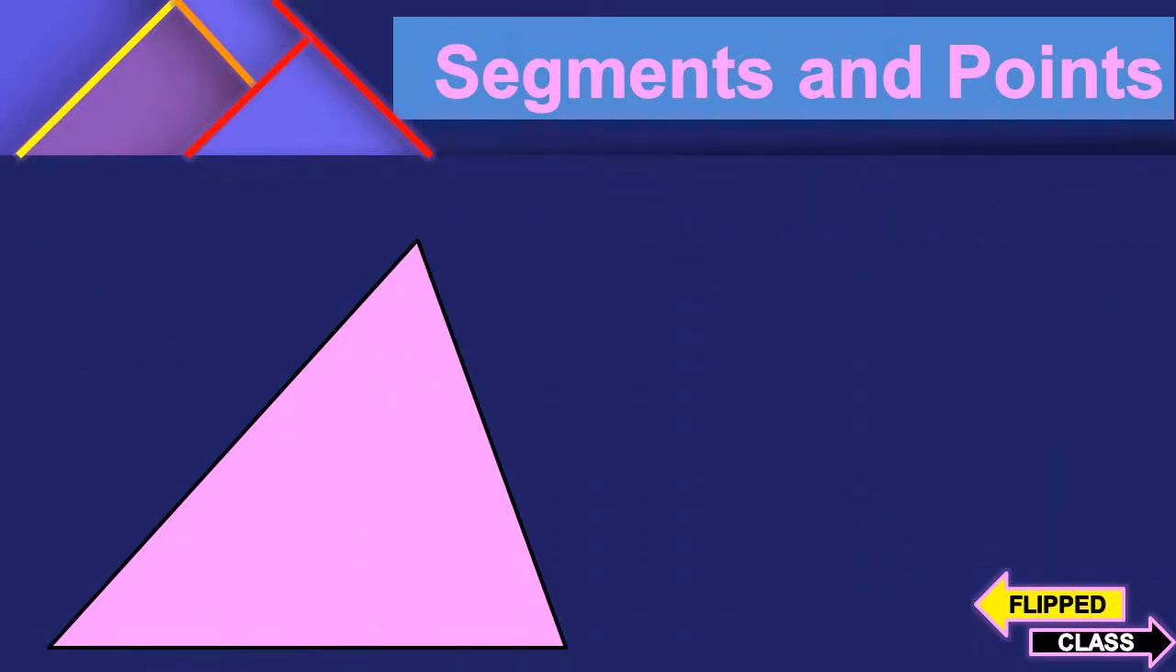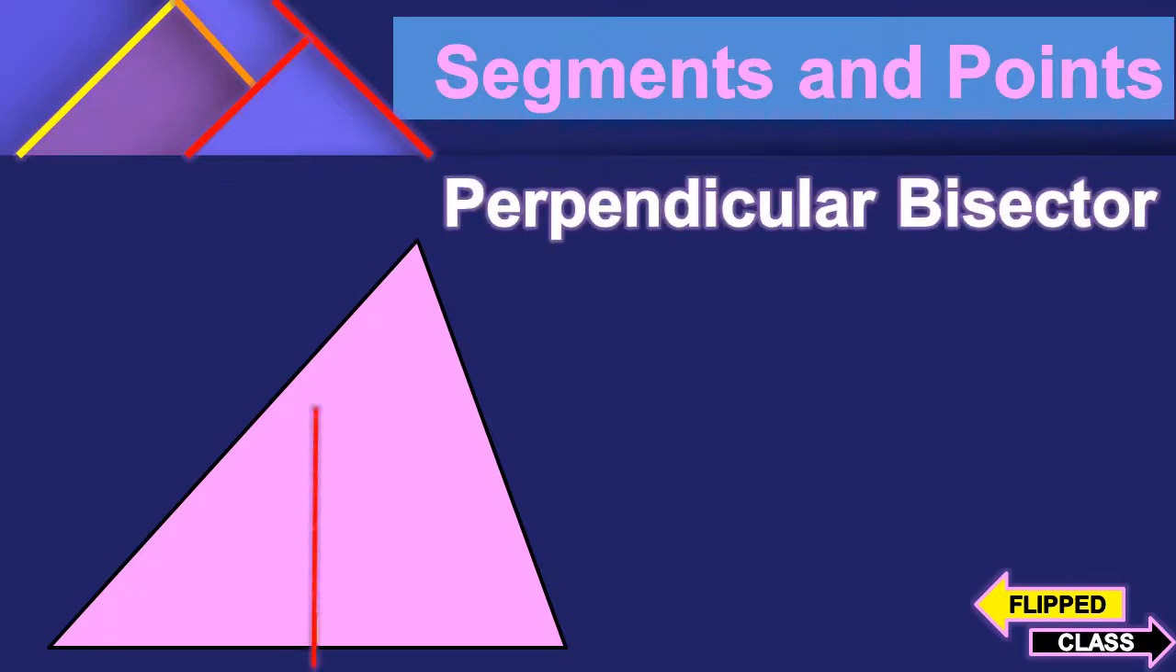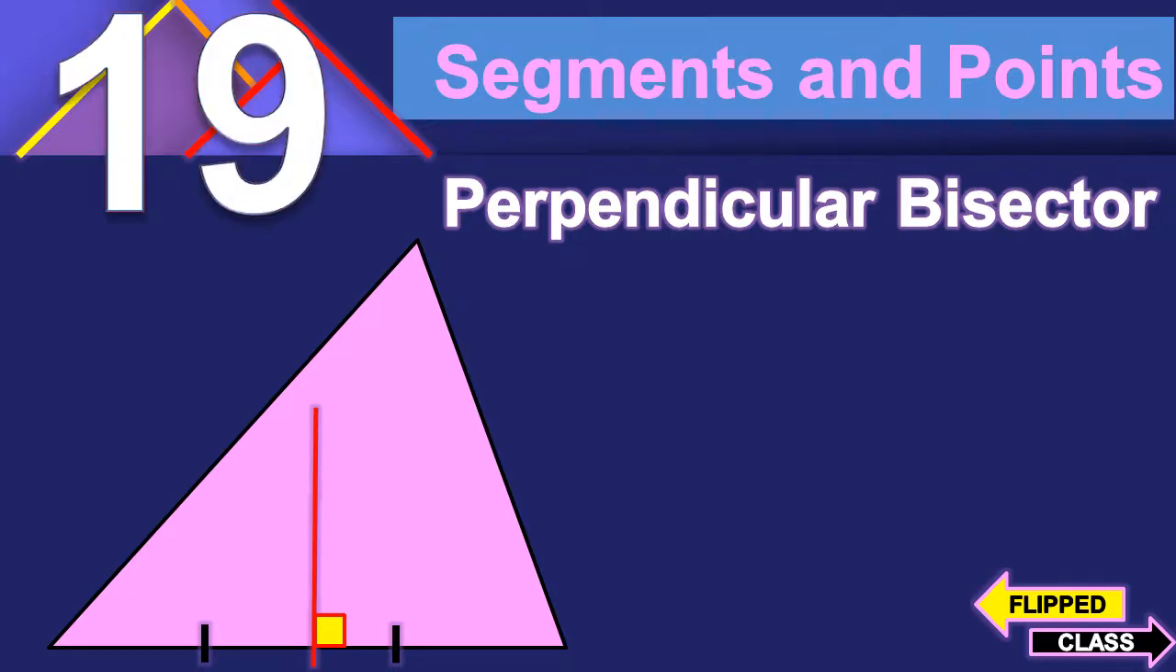We have our last special segment, and probably its corresponding point, the perpendicular bisector. You already know what a bisector is, what perpendicular is, but in 20 seconds, please define this line segment. Go.